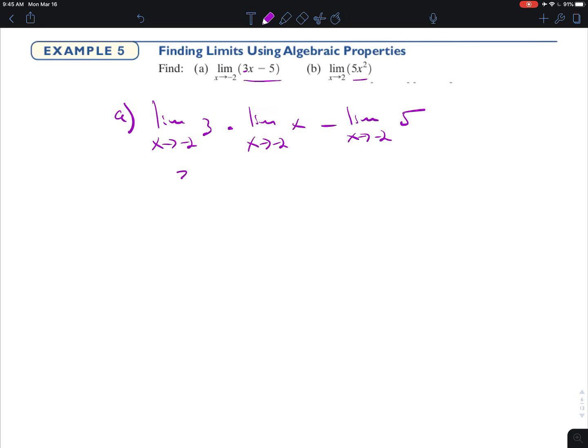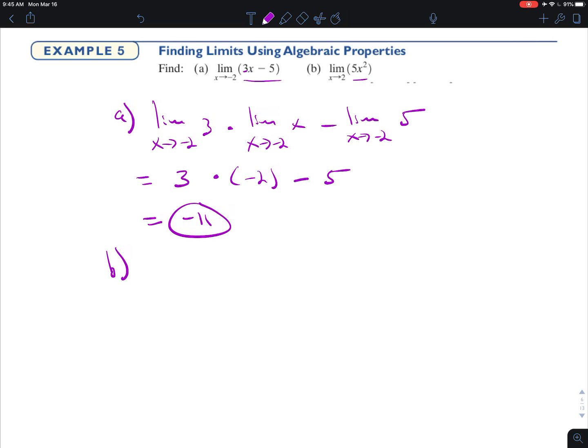Constant rule says this is 3 times negative 2 for the linear x rule, minus our constant rule, which is 5. Let's see, that's negative 6 minus 5, negative 11, all said and done there.